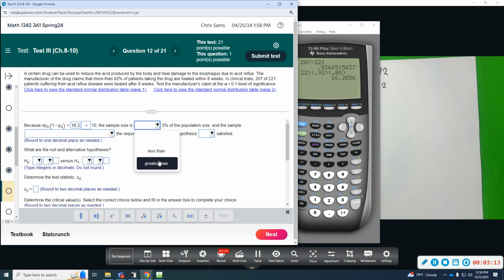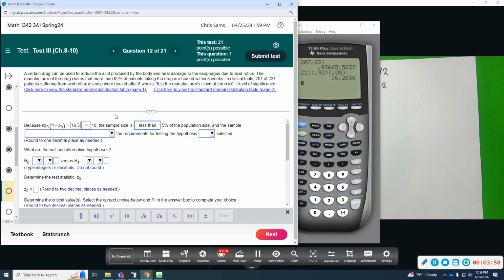The sample size. So here's what we got. We got a certain drug, manufacturer tested claim that more than 92% of the patients taking the drug are healed. In clinical trials, 207 of 221 suffering from acid reflux. So we don't know anything about the population. If we're going to solve it, we're going to have to, I guess, just assume. So we're going to say the sample size is less than 5% of the population. I don't know if we're just looking at people who suffer from acid reflux, which is what it seems.